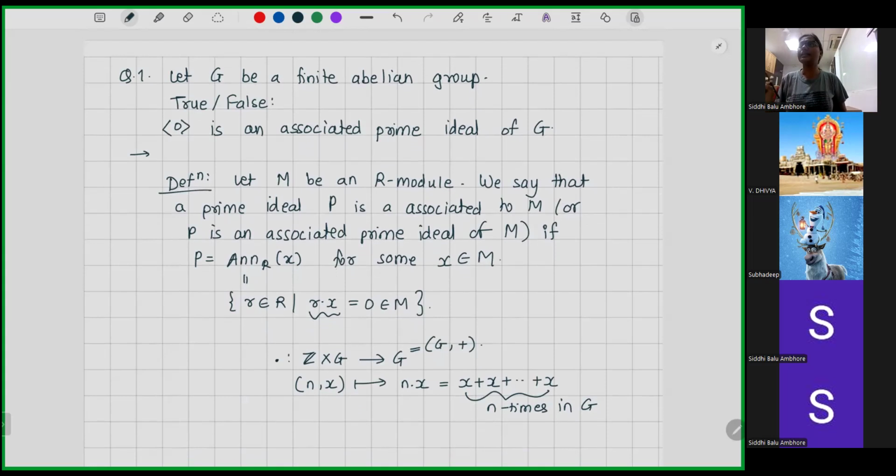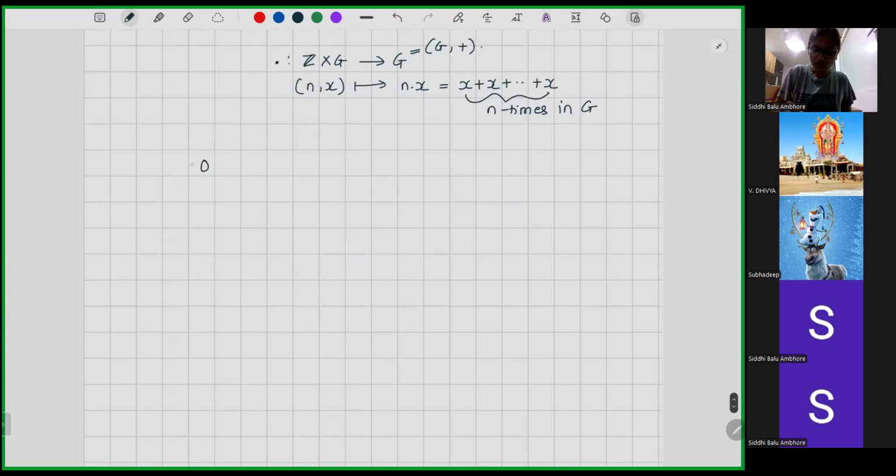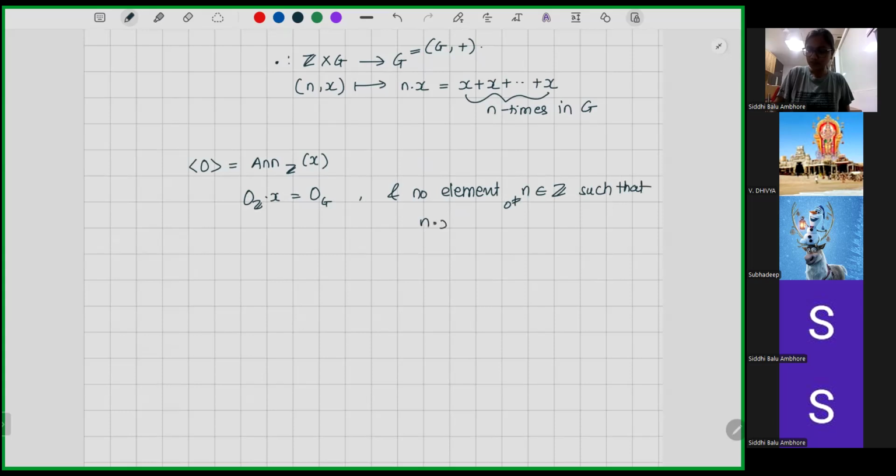Can we have an element such that it is annihilated by only 0? Note that when we say 0 is the annihilator of some x over Z, it means the ideal 0 contains only the element 0, so 0 times x is 0. This 0 is in Z, and this 0 is in G, let me write 0_G and 0_Z. And there is no non-zero n in Z such that n times x is 0. Is this clear?